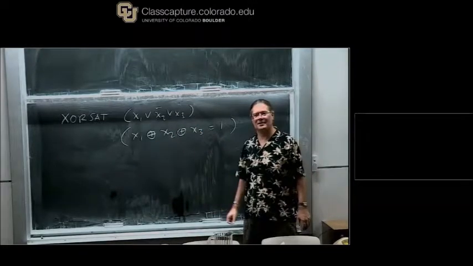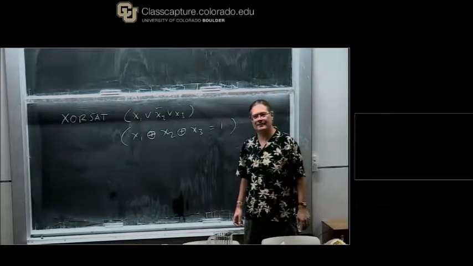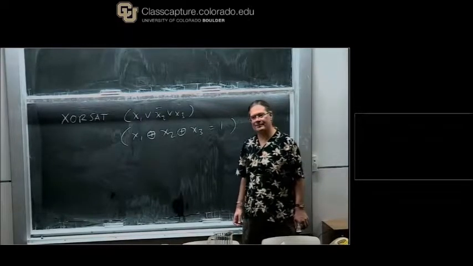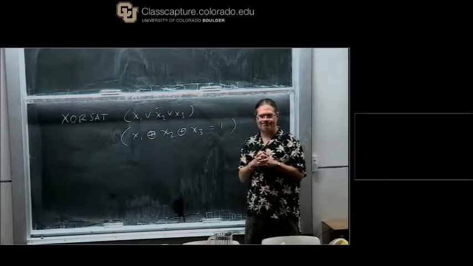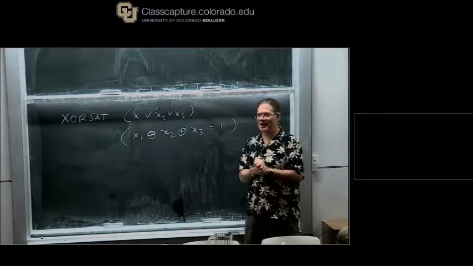Is there an easy kind of heuristic way of seeing why you can't map KSAT to XOR-SAT? I mean, they have a lot of the same features, but there's something that's fundamentally different, right?